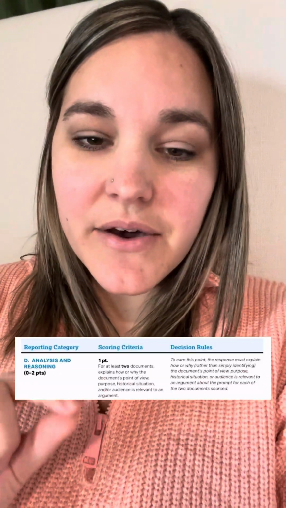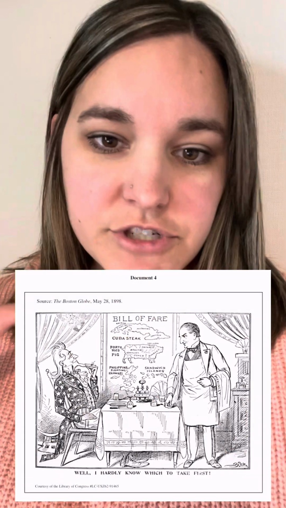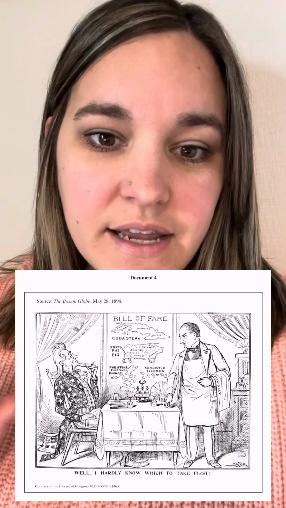And today I want to focus on one of the points in the analysis and reasoning category, which is all about sourcing, which means talking about a document's historical situation, the intended audience of the document, the purpose of the document, or the point of view of the artist, author, creator. So let's say you're working with this document here. We've been talking about changes in foreign policy in the early 19th century.